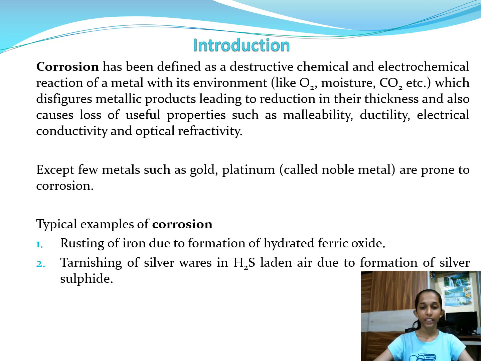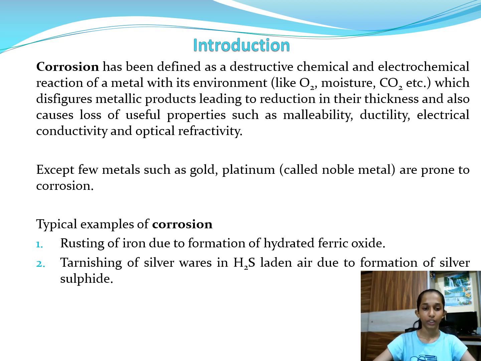Corrosion has been defined as a destructive chemical and electrochemical reaction of a metal with its environment, like oxygen, moisture, carbon dioxide, etc., which disfigures metallic products, leading to reduction in thickness and also causing loss of useful properties such as malleability, ductility, electrical conductivity, and optical refractivity. Except a few metals such as gold and platinum, which are called noble metals, all metals are prone to corrosion.